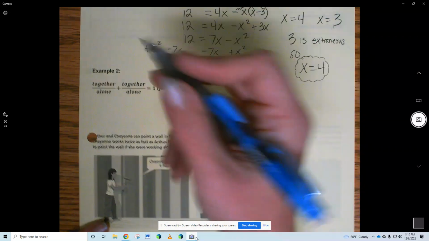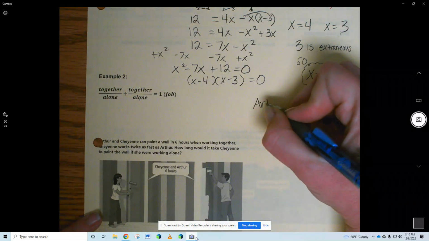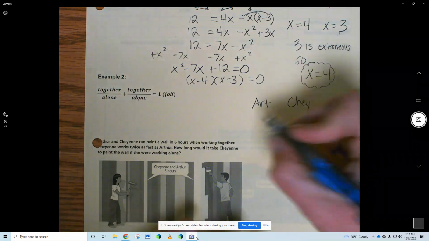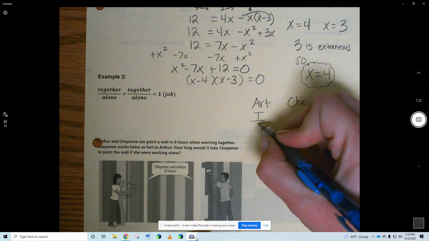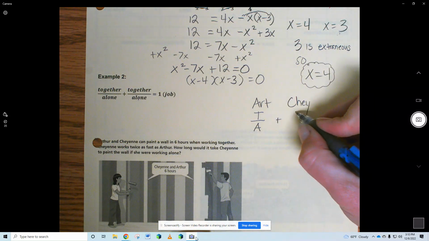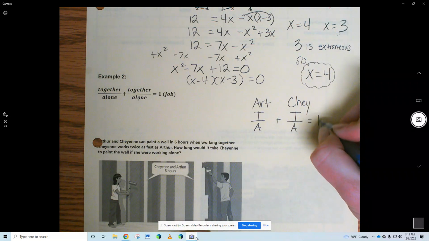Okay. Together over alone, together over alone. So in this example right here, I'm going to do Arthur. I'll call him Art and Shy. We're just abbreviating. Arthur together divided by Arthur alone, plus Cheyenne working together divided by Cheyenne alone, is one job.